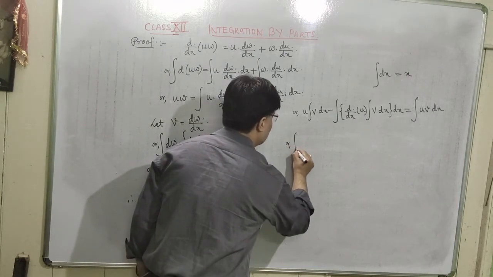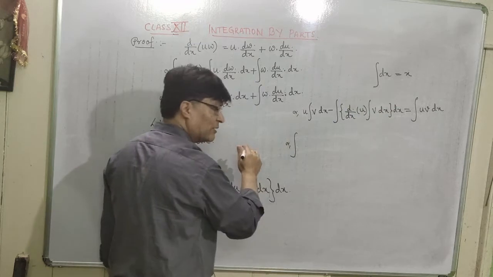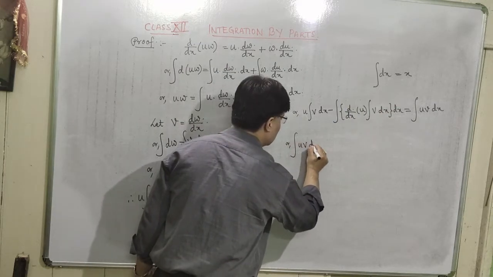So in that case you don't have to change the sign. So let us write this right hand side on the left hand side. So it is integral sign u v dx.